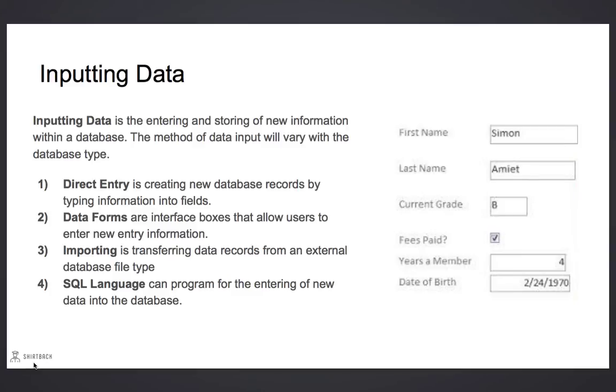Inputting data is the entering and storing of new information in the database. The method of data input will vary with the database type. Direct entry is creating new records by typing information into fields. Data forms are interface boxes that allow users to enter new entry information. An example of a data form is in the screenshot to the right.